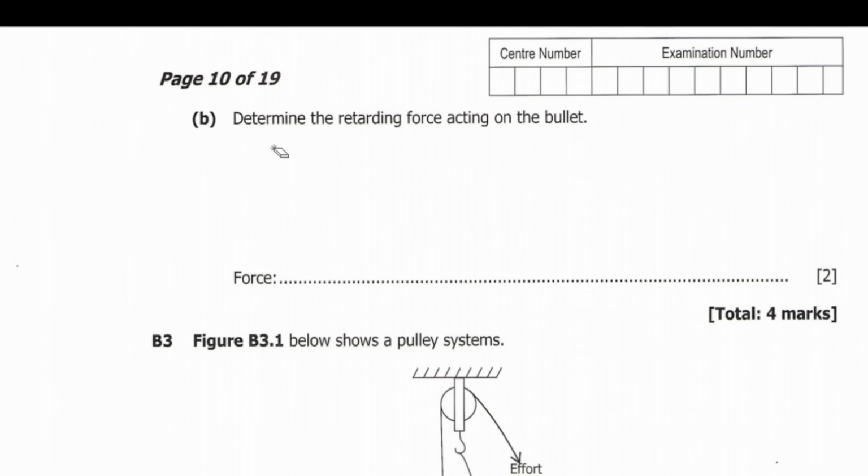Then B says determine the retarding force acting on the bullet. So retarding force, it is the force that brings something to a stop. So it is a force that brings an object to a stop. So retarding force is opposite force and it is negative, but the formula is just the same. So retarding force is equal to mass times the acceleration. But this acceleration here must be deceleration.